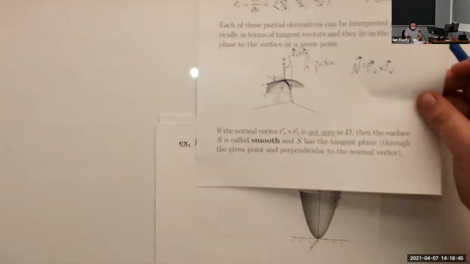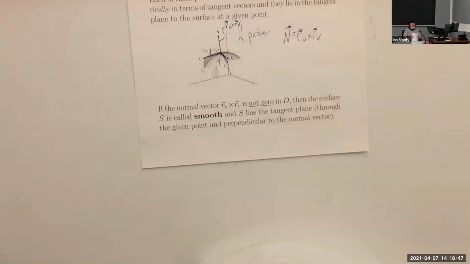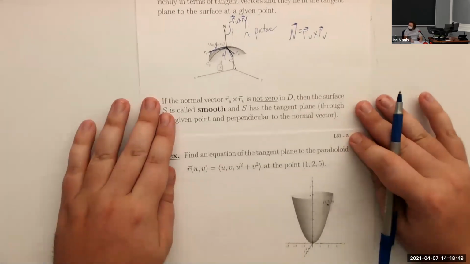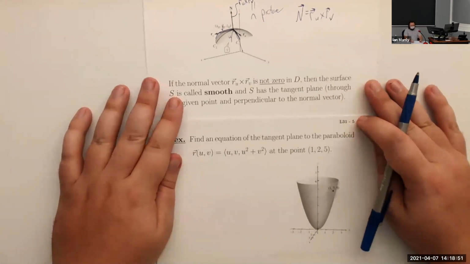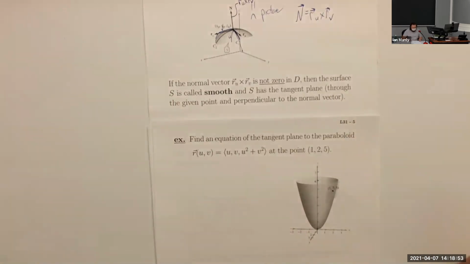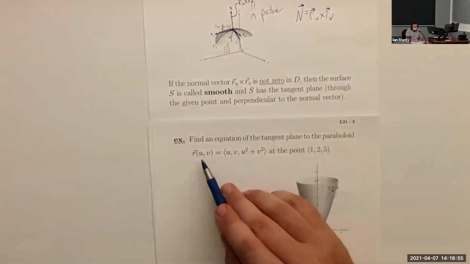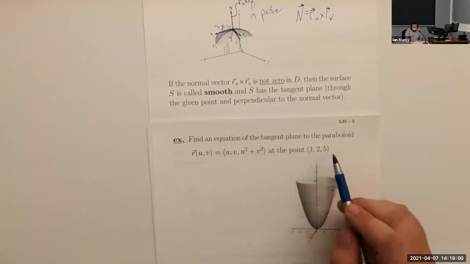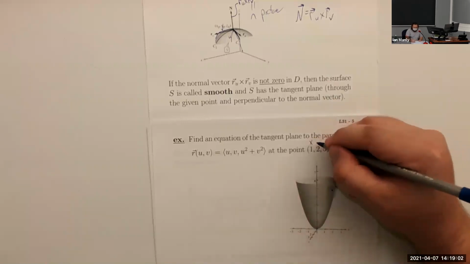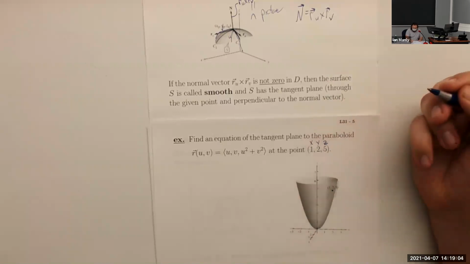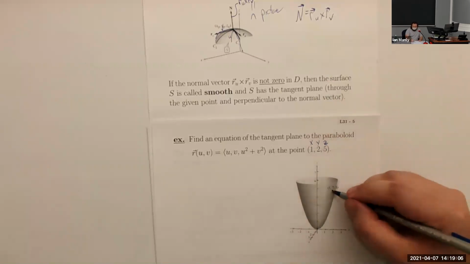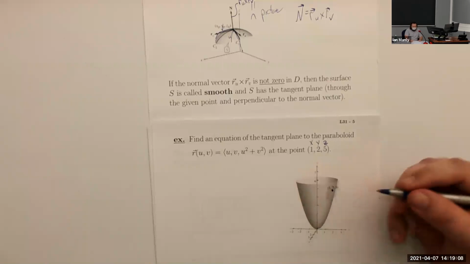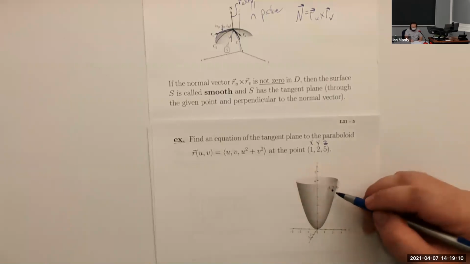All right, so let's use this newfound knowledge in a parameterization of this paraboloid to help us find a tangent plane. So find an equation of the tangent plane to the paraboloid R of u, v is u, v, u squared plus v squared at the point 1, 2, 5. And remember, these are x, y, and z values here. So here's our point 1, 2, 5. It's on our paraboloid. We want to find a tangent plane there.